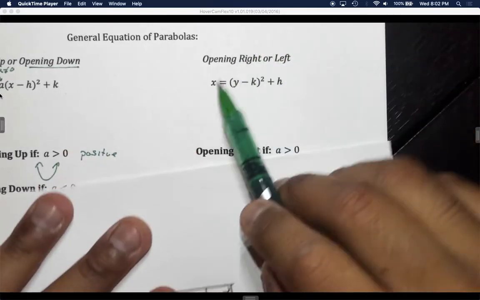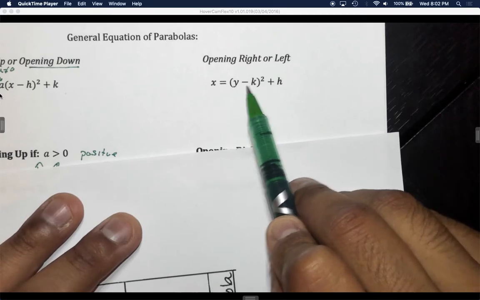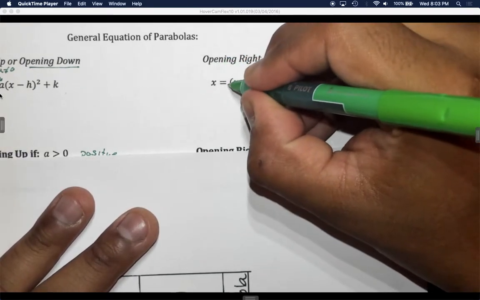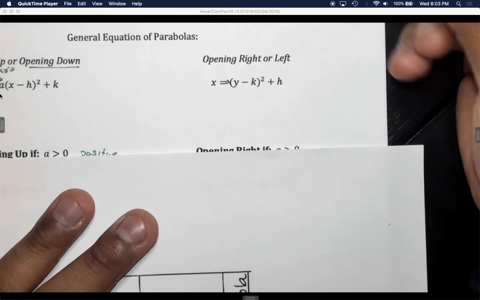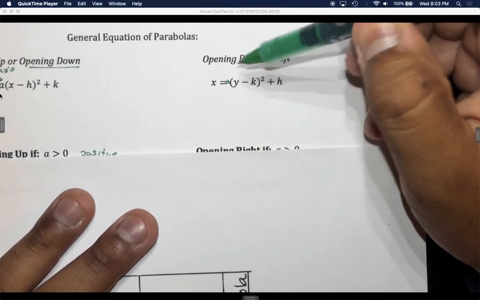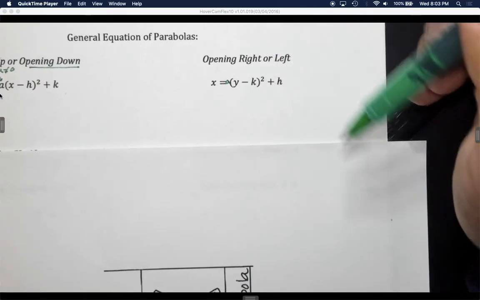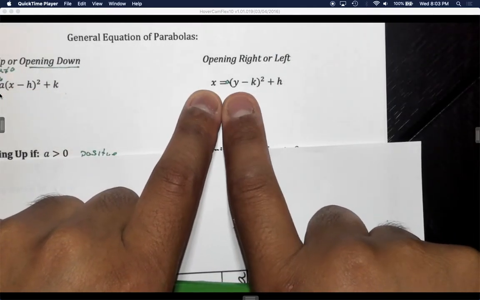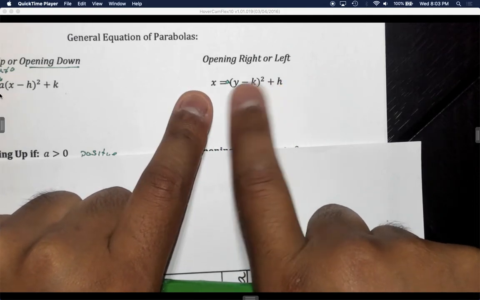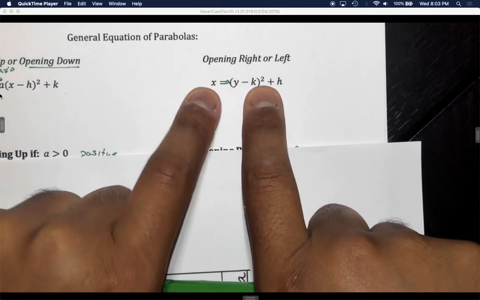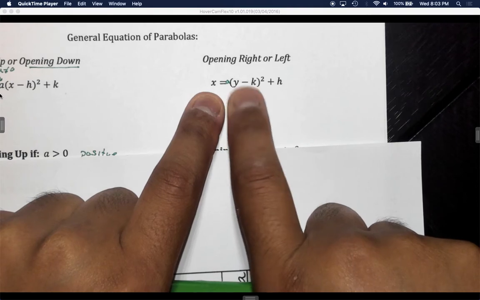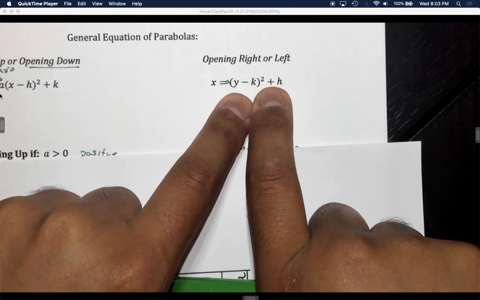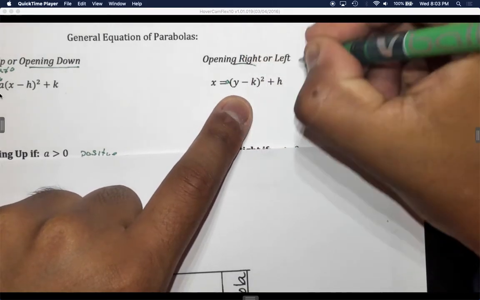Now, if you have something in the form x equals a(y minus k) squared plus h, now I forgot my a there, so make sure you write an a. If you have something in that form, just like I told you before, if you have an x and a y, and only one of them is getting squared, do you see how here the y is getting squared but the x is not? Then you have a parabola. Now, if your y is the one getting squared, that means it's going left or right.